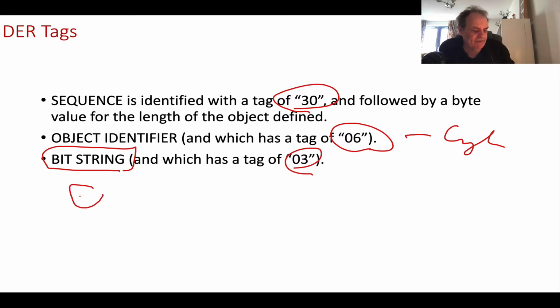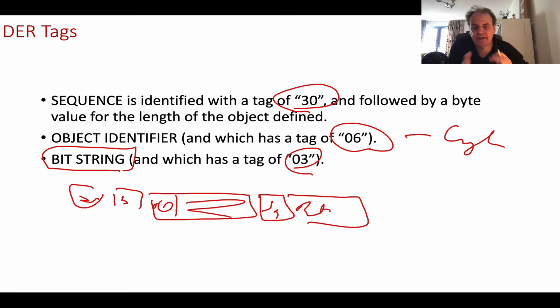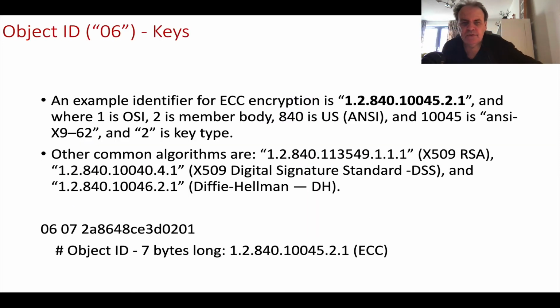So in this case we might have a sequence, we might have a size of that, we then have a 6 there, it defines the object ID, then we have another sequence, and then we could define the bit string, and so on. So we read the bytes from left to right, and we should be able to interpret them as we go along. So for the object ID, or the 6, one of the elements of the object ID is to identify the types of keys that we're using.